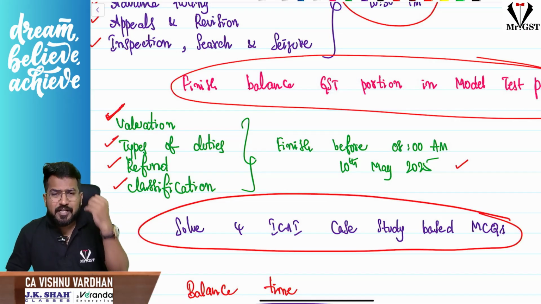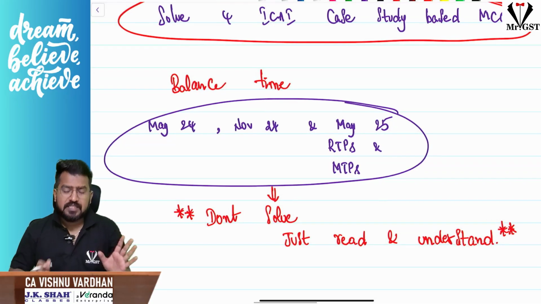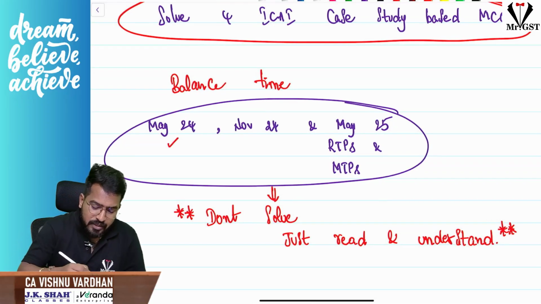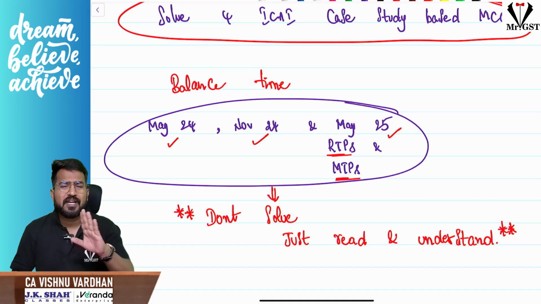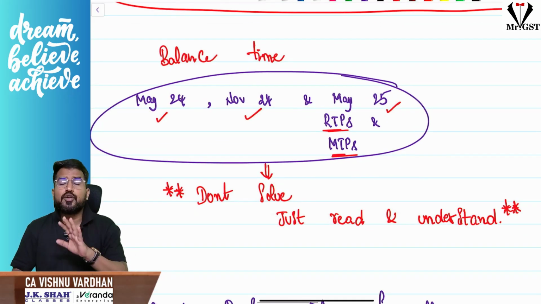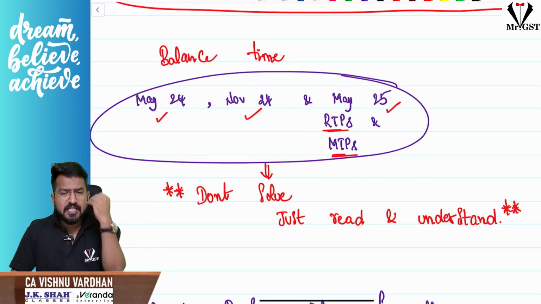Now, till you go to the exam, the balance time, what you have to do, just focus on May 24, November 24 and May 25 RTPs and MTPs. Very, very, very important. Please make sure and understand here. Important thing is, don't solve them. Just read the question, understand what will be the answer. You just cross check the answer and close it.